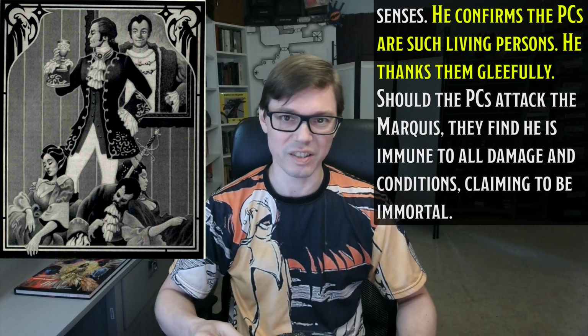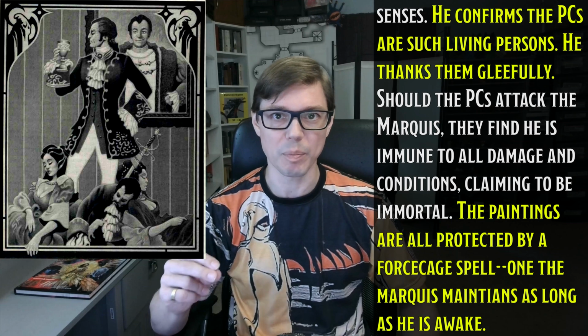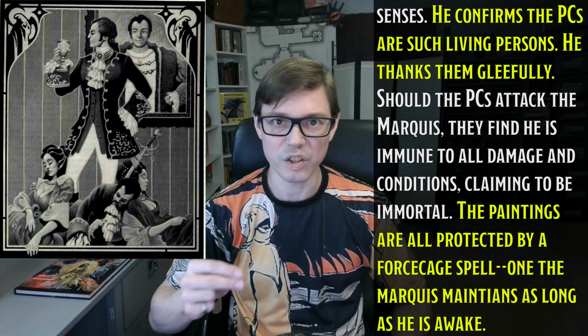The PCs will probably try to attack the Marquis, it makes sense, but the Marquis is functionally invincible. He cackles and laughs and says that he cannot be hurt. As for the paintings on the wall, each one is trapped behind a casting of Force Cage. This is an ability that the Marquis has as a Darklord.